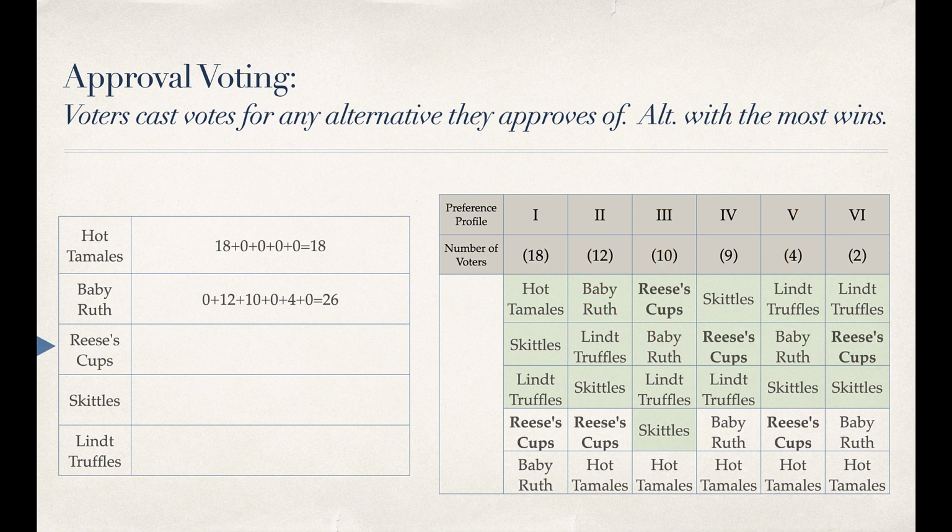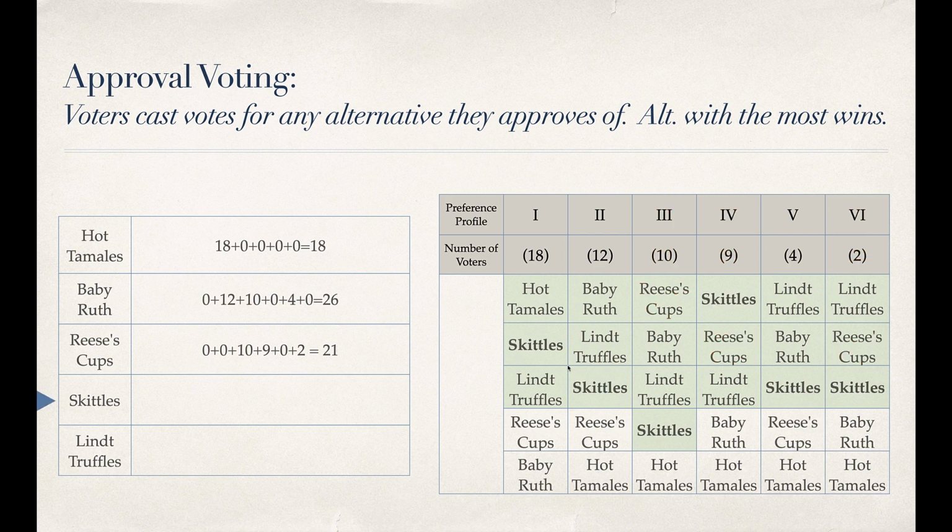For Reese's Cups, notice Reese's Cups gets 0, 0, and then it's going to get 10, 9, 0, and 2. All right, so that's what we see over here. 10 plus 9 plus 2 is 21.